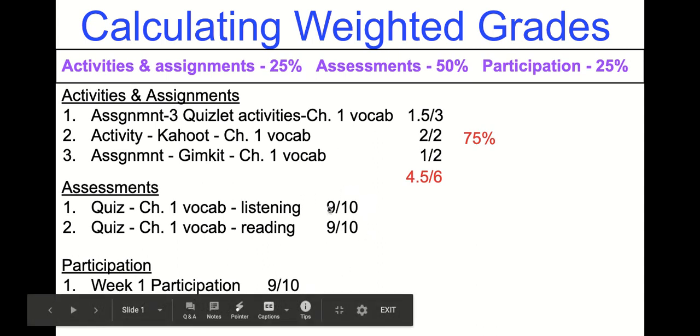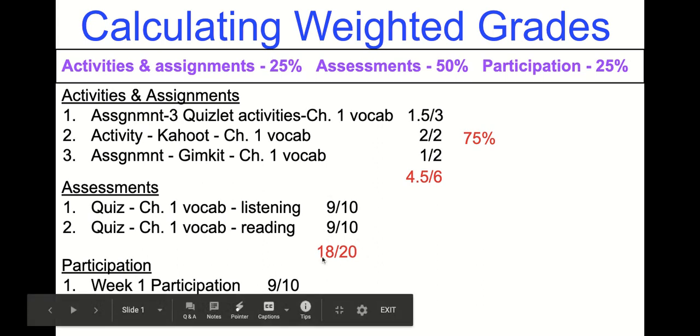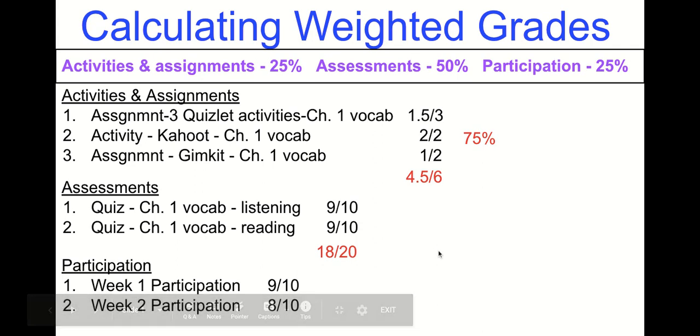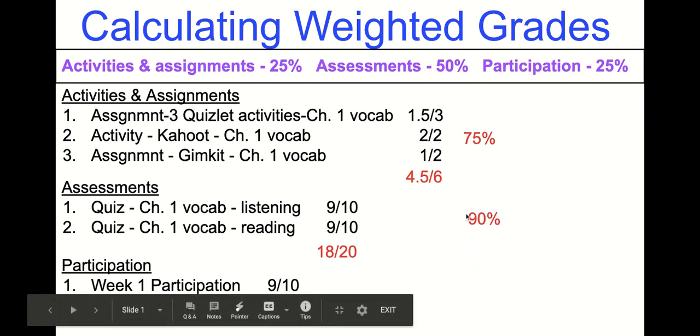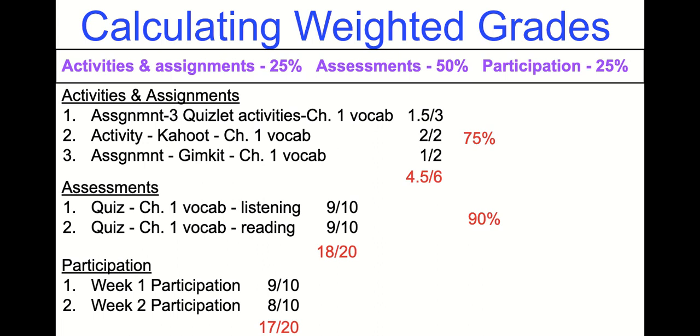Now, for the assessments category, if we add his earned points divided by the possible points, he has 18 out of 20 points right now, which is a 90% average for assessments. Pretty good. And then lastly, if we look at participation, we add those up. He has 17 out of a possible 20 points for participation, which gives him a participation average of 85% right now. So we now have his averages for each category.